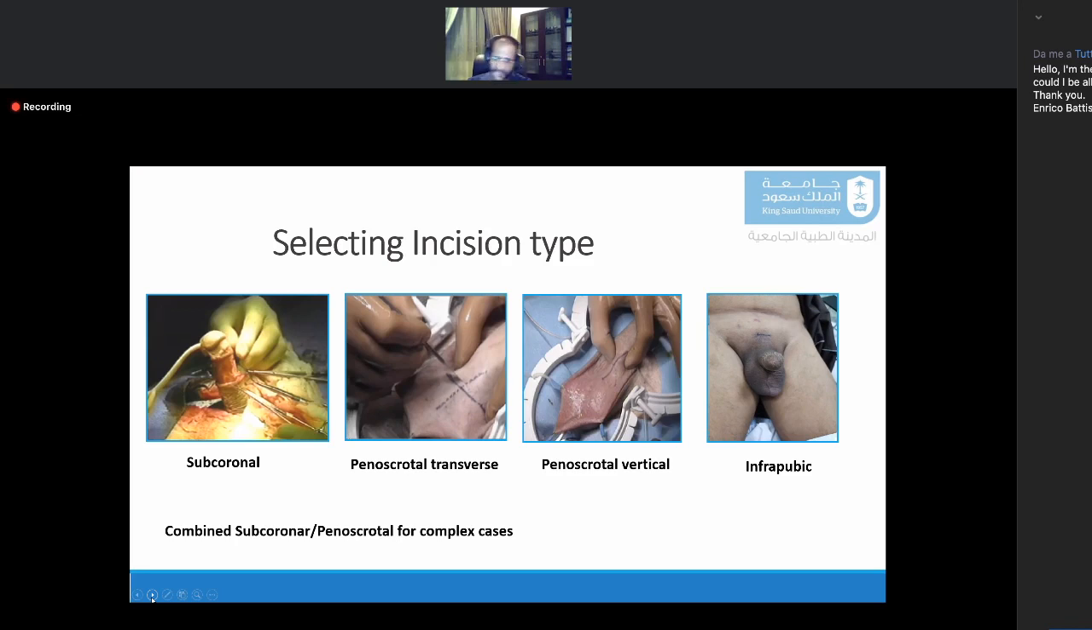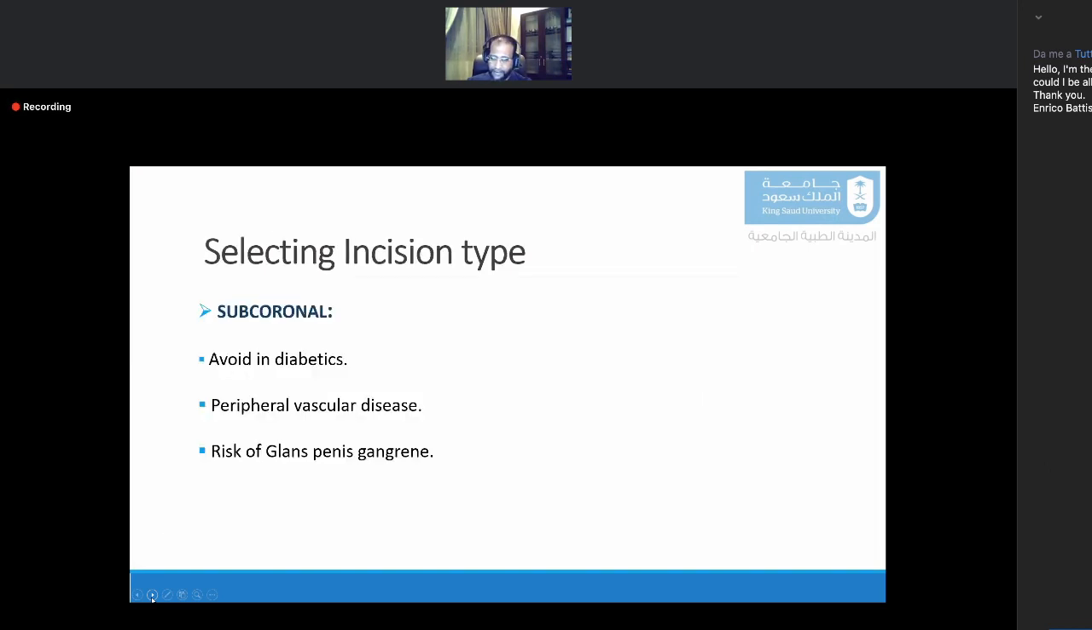Sometimes we have to do a combination of incisions, especially for those cases with a complex corpora or very fibrotic corpora where you really need to excise part of the corpora. Next slide, please. So for the subcoronal incision, I would advise avoiding it in a patient who has vasculopathic morbidity, especially those patients with diabetes, because the risk of glans ischemia is something to consider, especially for diabetic patients.